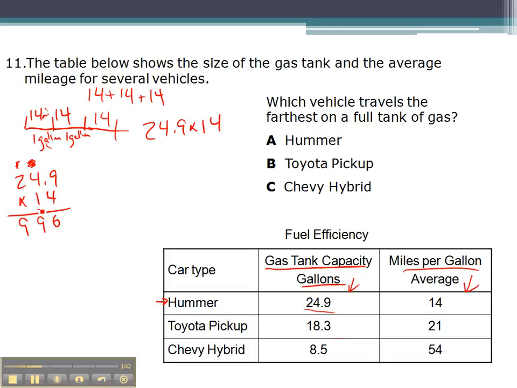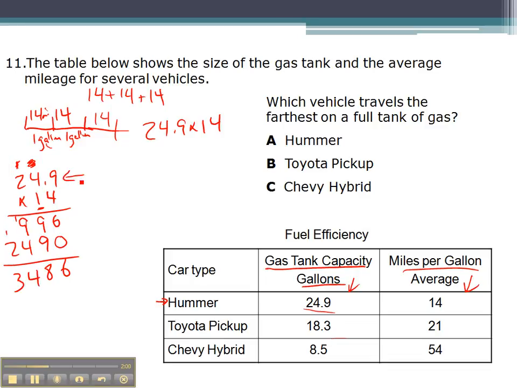Now I'm in the tens place, so I'm going to start with a 0. 9 times 1 is 9, 4 times 1 is 4, 2 times 1 is 2. Adding together, 6, this is 18, carry the 1. 9 plus 4 is 13, plus 1 is 14, carry the 1, and that's 3.